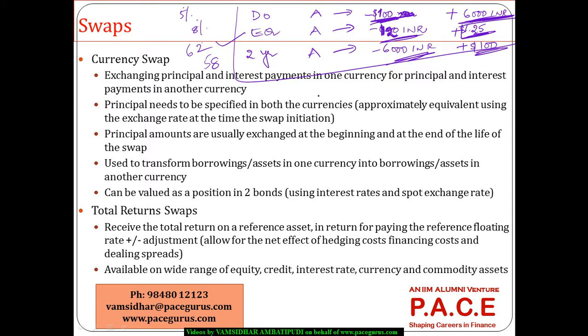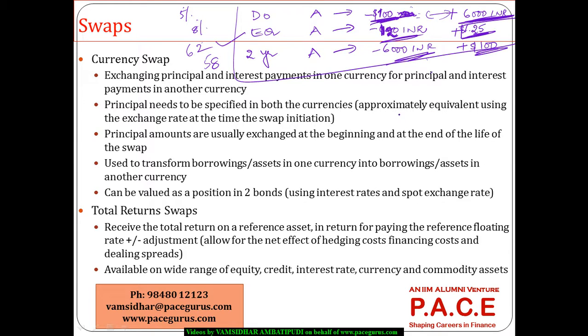So the principal that is specified in both currencies is more or less equivalent, using the exchange rate at the time of the initiation of the swap. And the principal is actually exchanged in the beginning as well as at the end. And these are the cash flows. And what we see in general is, again, just like an interest rate swap, this will help the parties to convert the exposures in one kind of currency into the other.